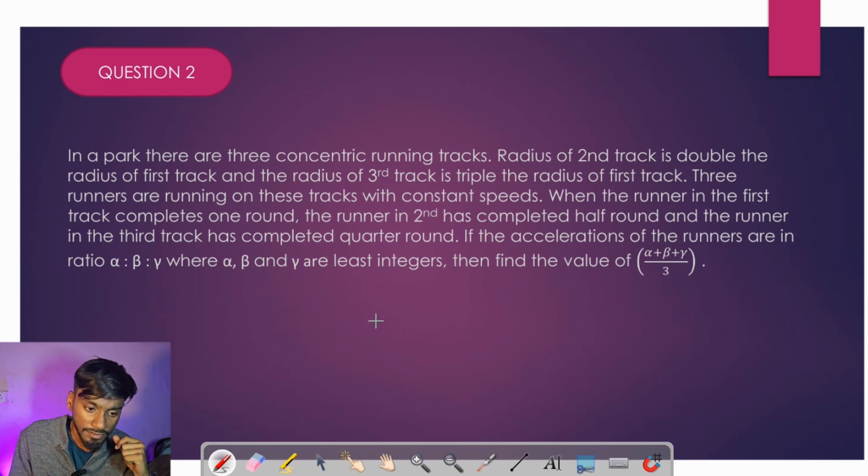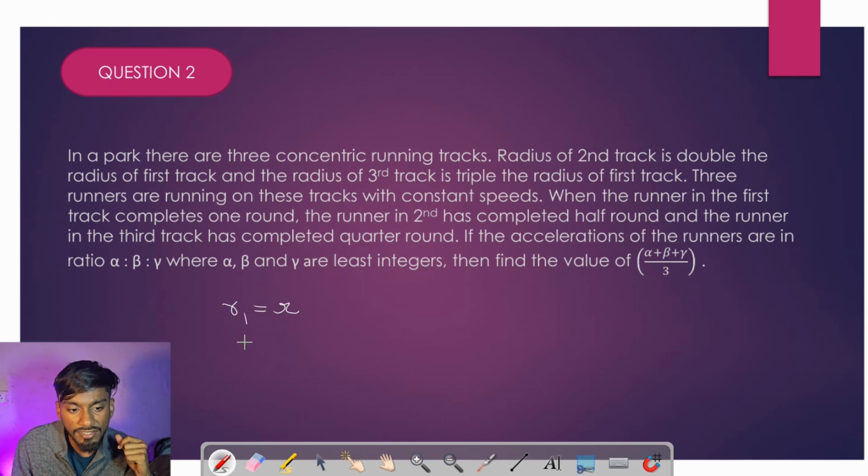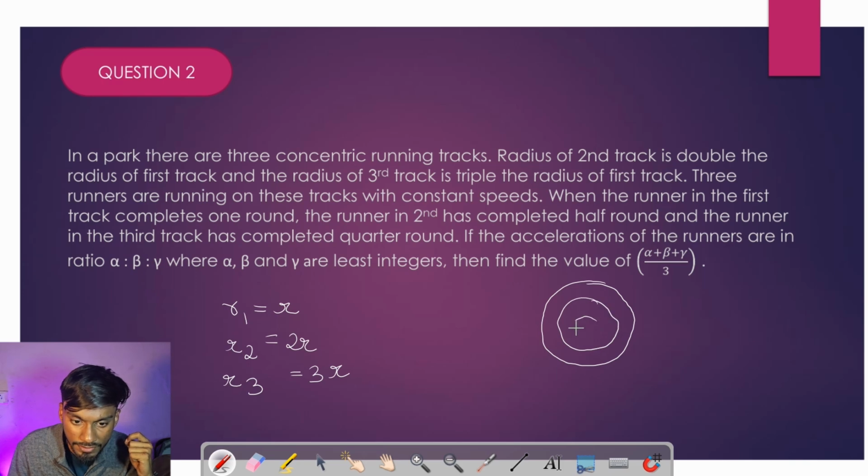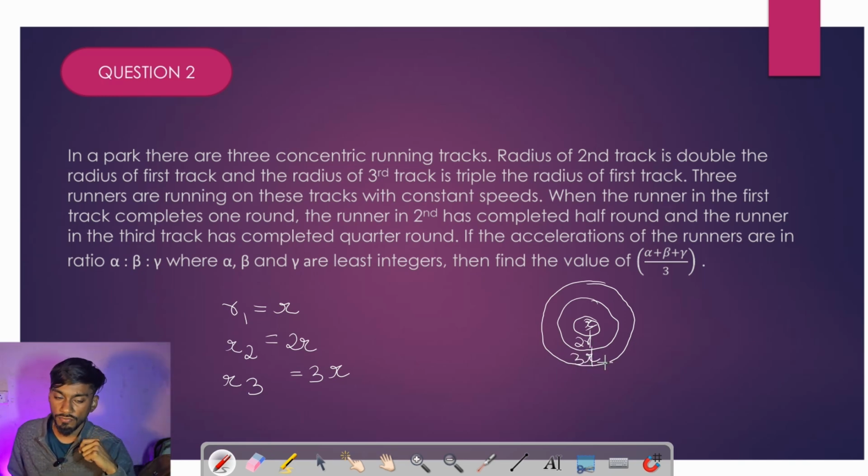Just see. First, let's consider the radius of the first track as r, the radius of the second track they have mentioned as 2r, and the radius of the third track as 3r. Excellent. When you consider there are three concentric circles, this is 1, this is 2, and this is 3, right? One is r, one is 2r, and the other one is 3r. Now the radius we have taken.